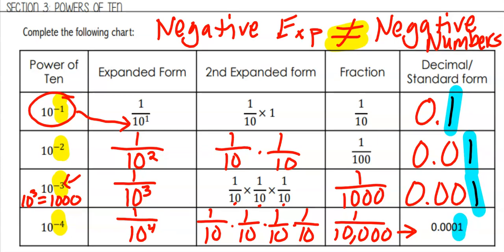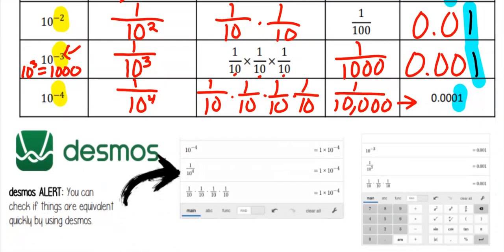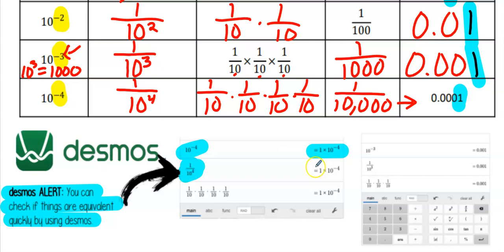Okay? And if we jump down here, we can look at the Desmos tip. The Desmos alert: you can check if things are equivalent quickly by using your Desmos. So if I'm trying to figure out what 10 to the negative 4th is equal to, I can put in 10 to the negative 4th, and it'll give me this value. If I put 1 over 10 to the 4th to see what that's equal to, it'll give me the power of 10. If I have expanded form and I put this in my Desmos calculator, 1/10 times 1/10 times 1/10 times 1/10, it'll give me 10 to the negative 4th.